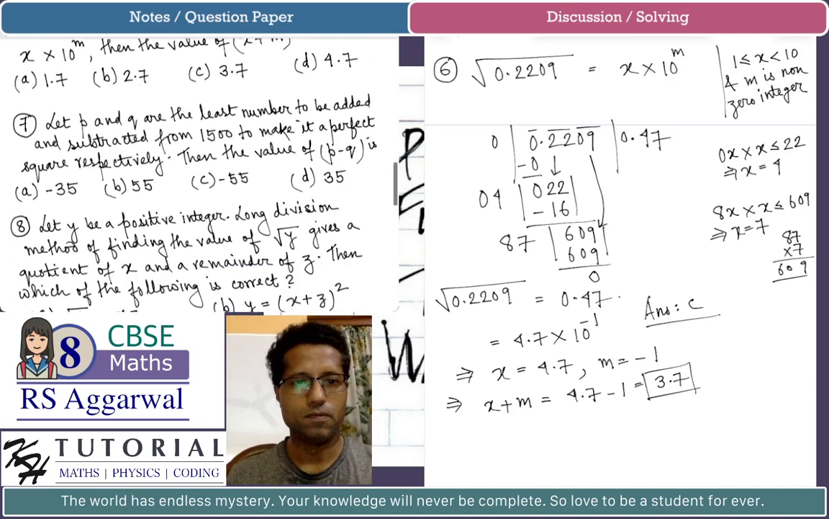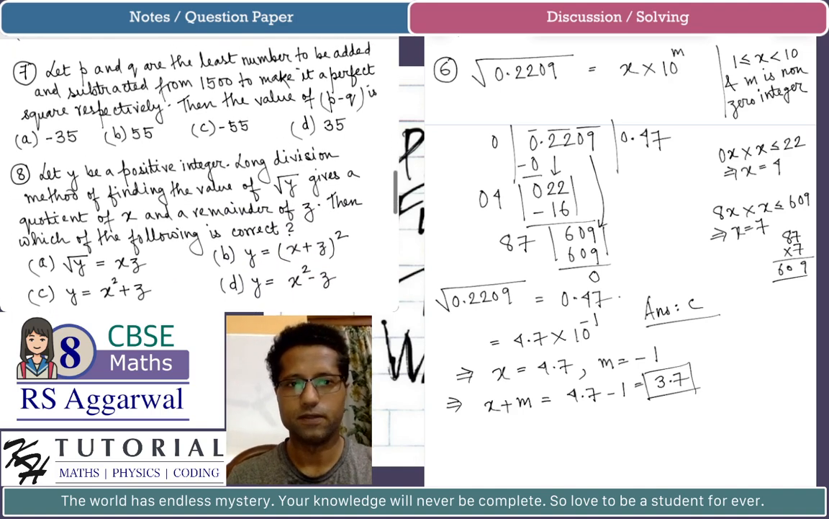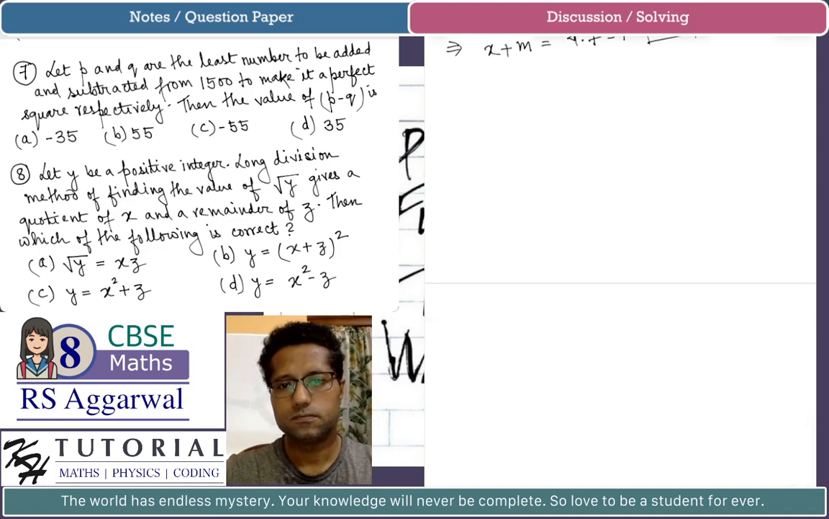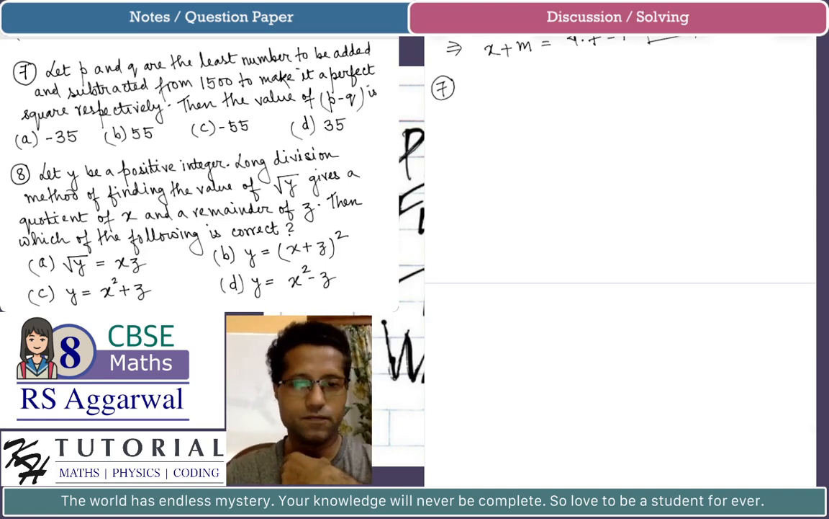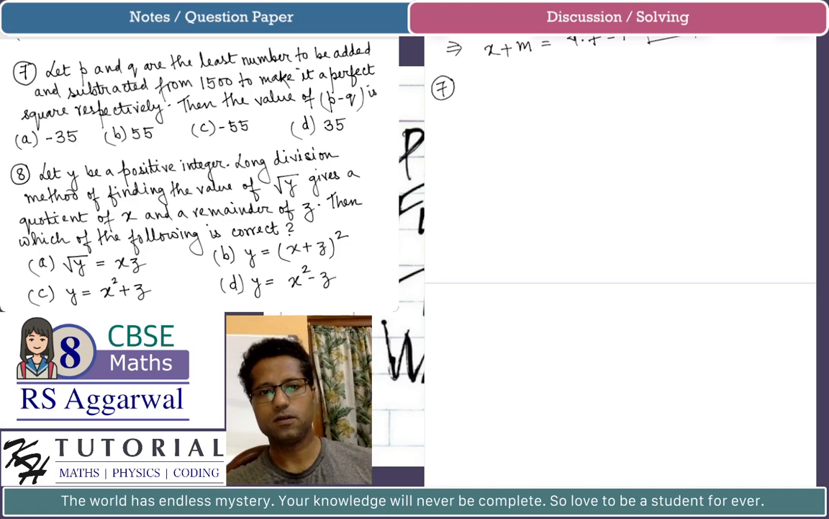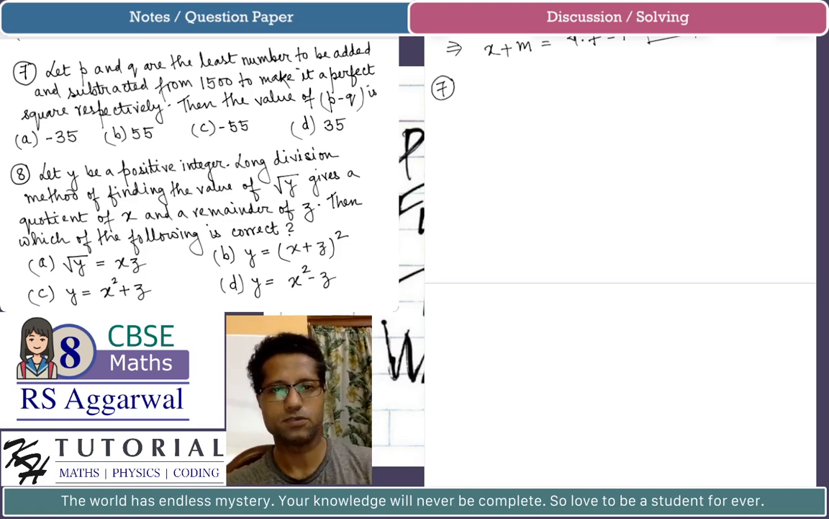Okay, let's do problem number 7. Problem number 7 says, let P and Q be the least numbers to be added to and subtracted from 1500 respectively to make it a perfect square. So P is the least number to be added to 1500 to make it a perfect square, and Q is the least number to be subtracted from 1500 to make it a perfect square.